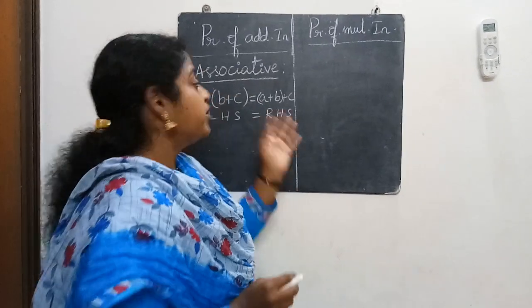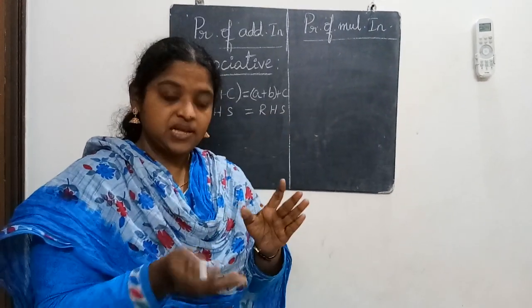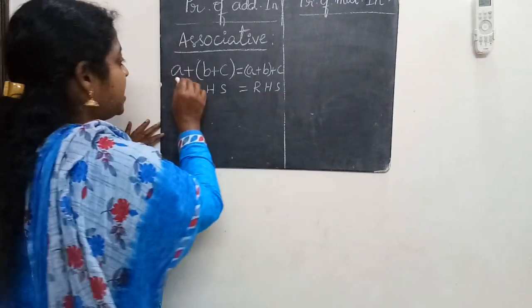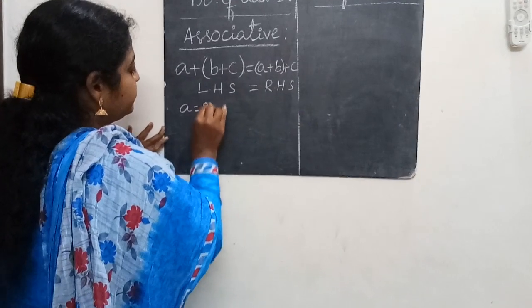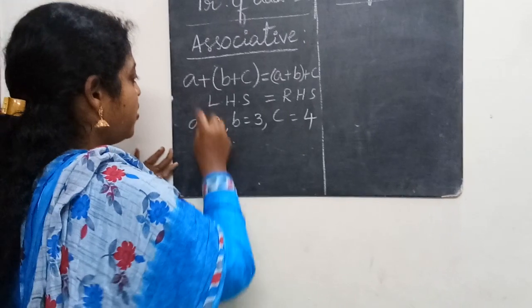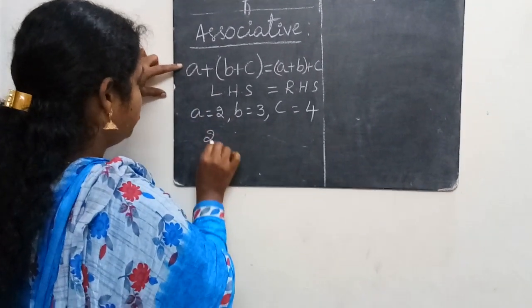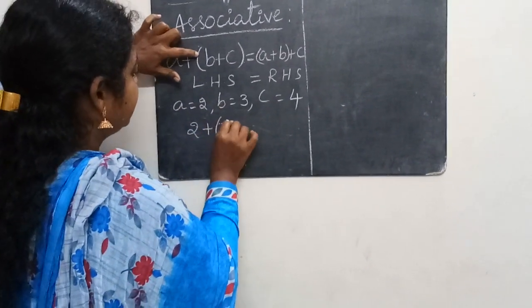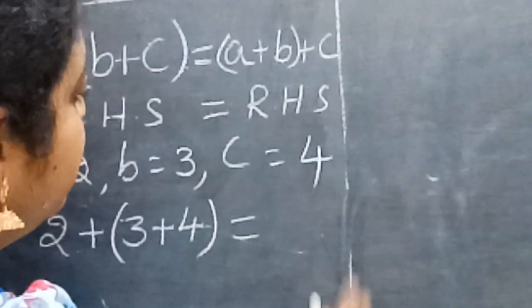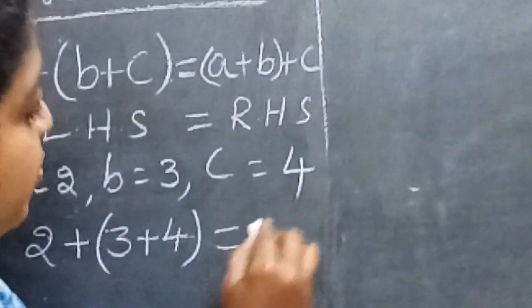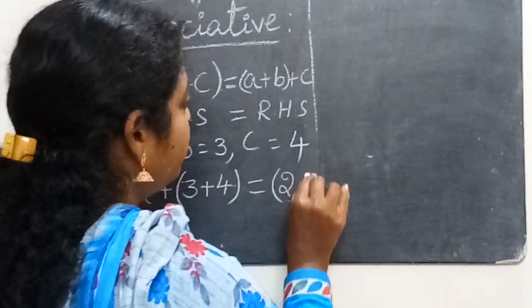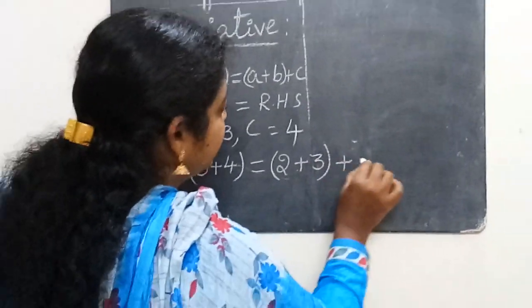So here by changing the groups, it doesn't change the value. Okay. So commutative property, what we have seen, by changing the places, the value will not be changed. Here by changing the groups, the value will not be changed. See here, examples I will take. A is 2, B is 3 and C is 4. A place I am substituting 2 plus B plus C, 3 plus 4 is equal to, what is the other group? A and B. What is A value here? 2. Substitute the value 2 plus 3, close the bracket and 4.